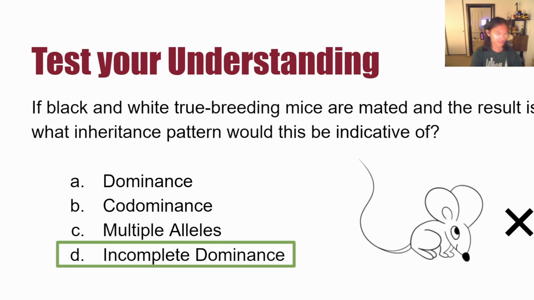It's indicative of incomplete dominance because the heterozygote mice are going to express a phenotype that is intermediate of the white and the black alleles, which is gray.